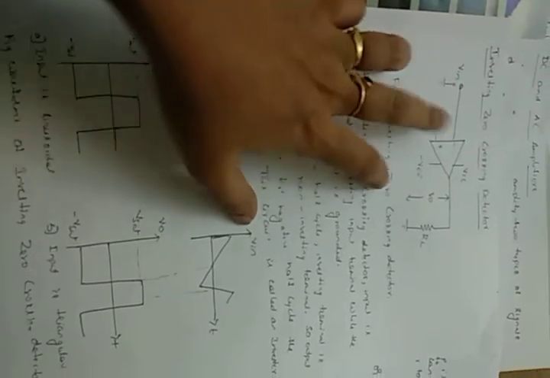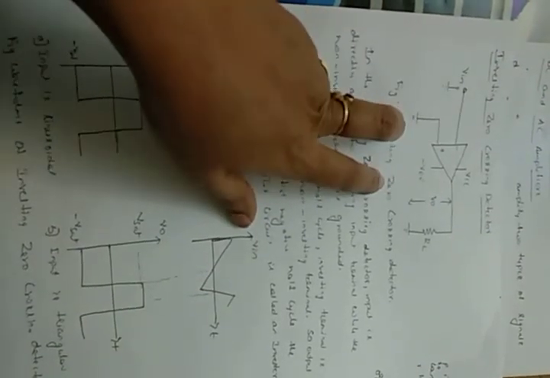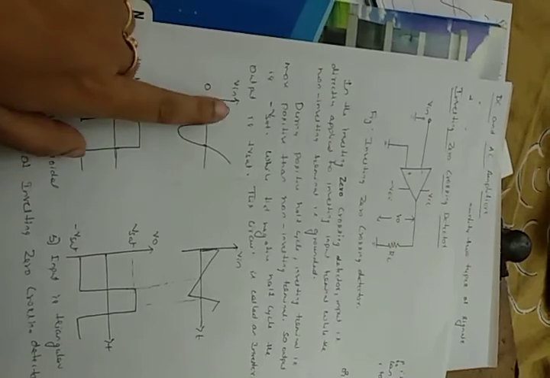In the same way, in the inverting zero crossing detector, the input is applied at the inverting terminal and the non-inverting terminal is grounded. So it just compares the input signal with the zero voltage. You can observe here, during the positive half cycle, since it is inverting, our output is opposite, negative. Whenever the input is negative, our output is positive. So whenever our input is positive, our output is minus V saturation. Whenever our input is negative, our output is plus V saturation.